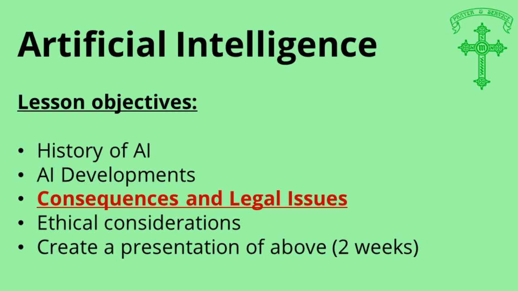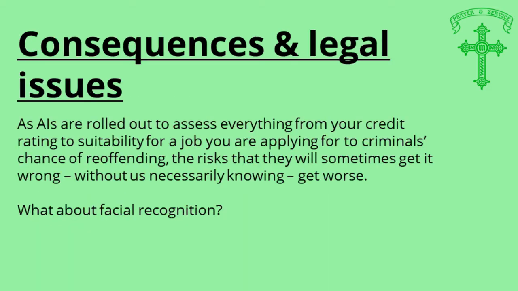So, for example, as AI is rolled out to assess everything from your credit card rating to your suitability for a job, looking at criminals' chances of reoffending, sometimes AI gets it wrong. AI can only use the information it's given. So if there's a human error on the input, AI wouldn't be able to tell there's an error. It would just use the information anyway, whereas you'd like to think a human could spot a big problem.